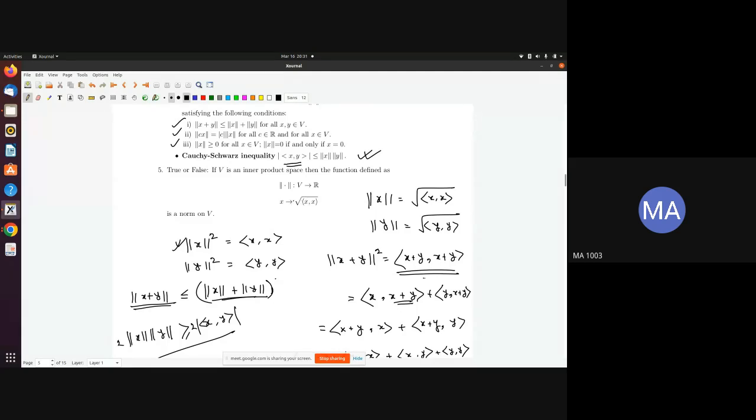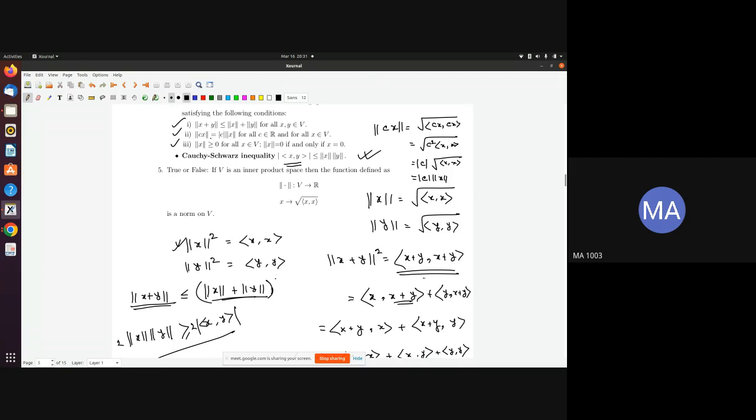Okay, and I think the next two properties you can check by yourself, right? Nothing special. So the norm of cx, what should this be? It is the square root of the inner product of cx with cx, which is c squared times the inner product of x with x. Taking the square root, we get the modulus of c, because it has to be the positive square root, times the norm of x. So this is what the second property is.